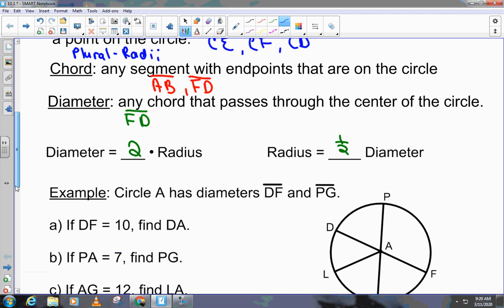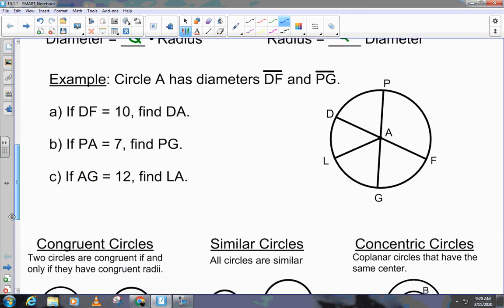All right, so let's work a couple of problems. Circle A has diameters of DF and PG. Okay, what's true about all the diameters? Like, let's say that DF was 15. What would PG be? 15. They're always the same, right? Okay. So, but this time, let's say that DF is 10. What would DA be? 5. It's going to be half of it.